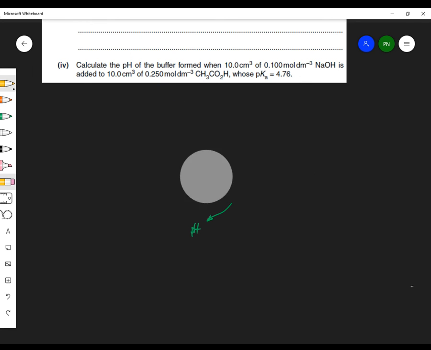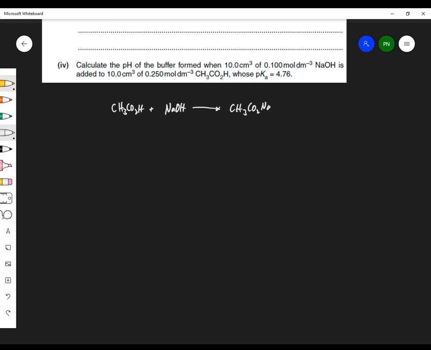Let's get rid of all this. And again, if you have a problem, please give me a shout. So the first thing I'm going to do is add, what is it? Is it ethanoic acid? It's always ethanoic acid. Ethanoic acid plus sodium hydroxide. I'm going to get my salt, which is sodium ethanoate, plus water. All right, first thing I'm going to do then, number of moles of the acid. And then I'm going to find out the number of moles of the base, of the alkali.